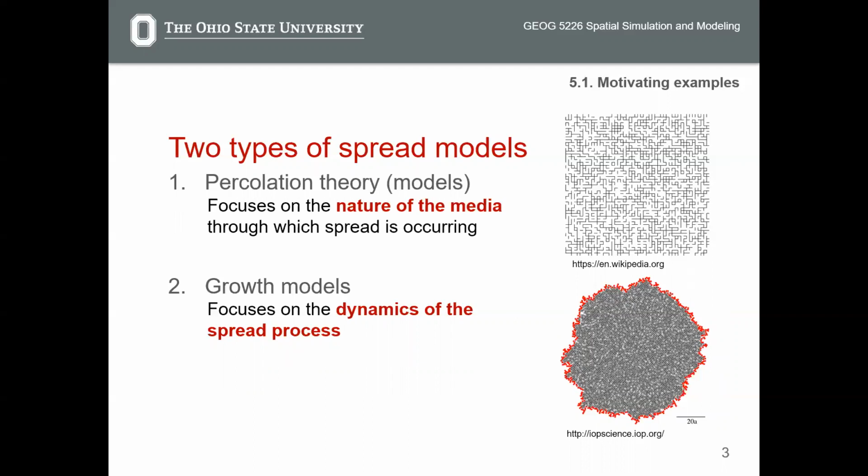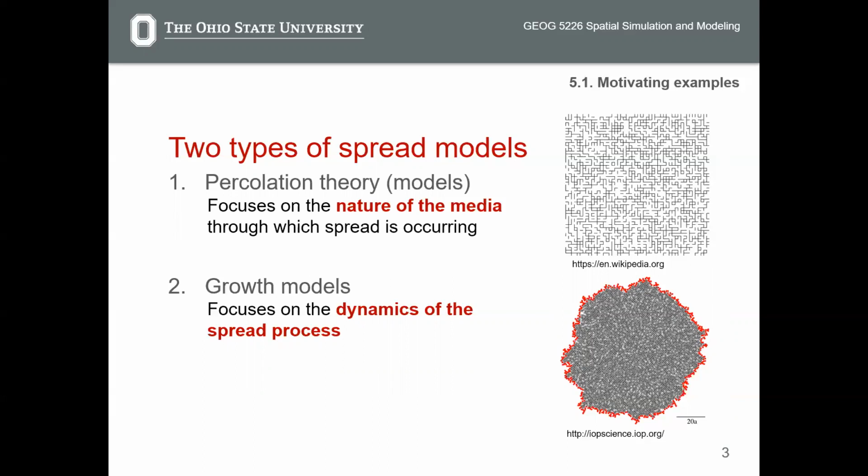The first type is called percolation models, or we can say that they're based on percolation theory. This type of model focuses on the nature of the media through which spread is occurring. For example, a contamination is spreading in soil, and soil is the media of the spread. The physical property, chemical property, and the spatial structure of the soil affect the spread of contamination. For percolation models, we focus more on the media, on the soil itself, instead of the spreading process of this contamination.